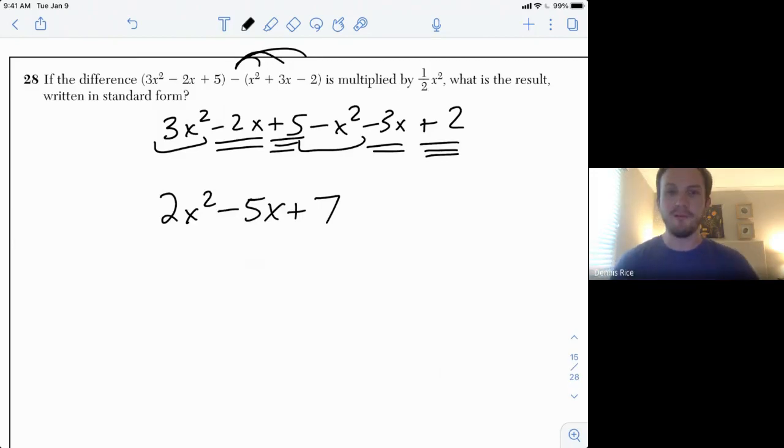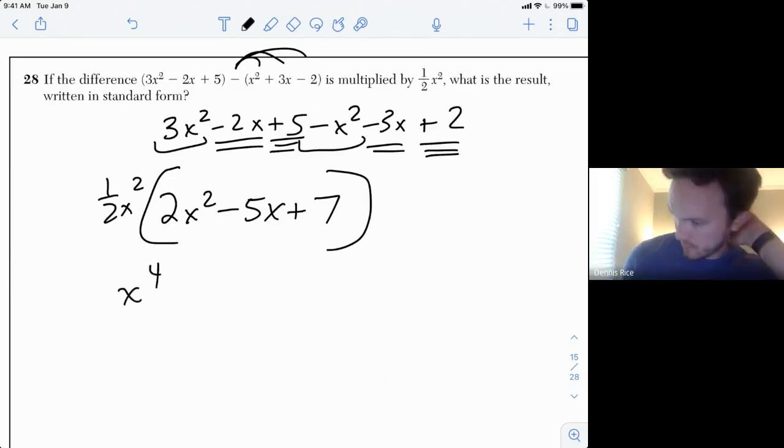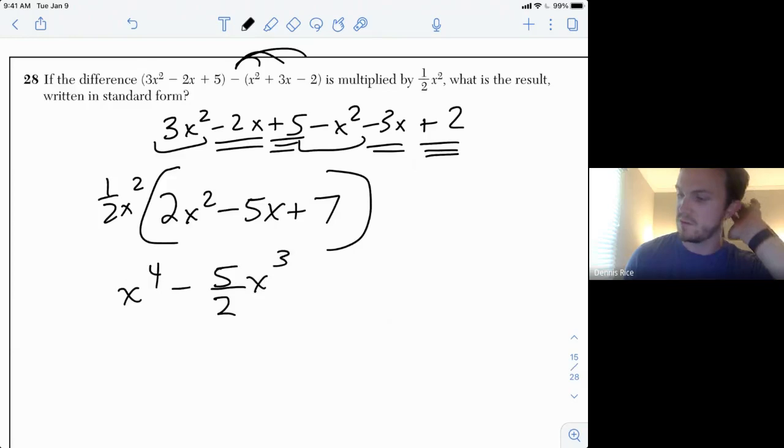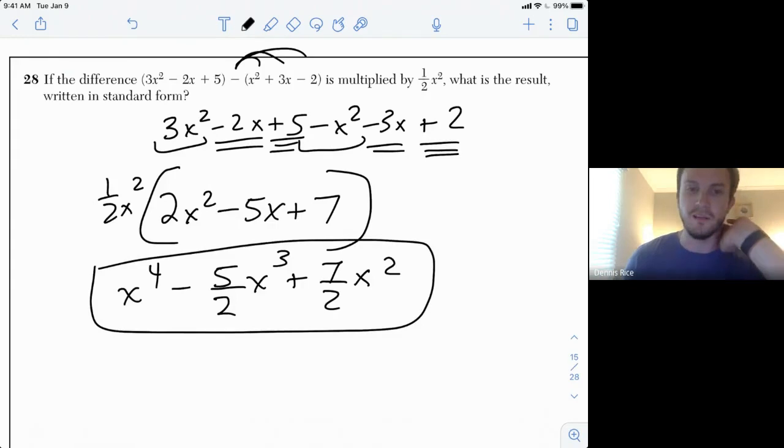Okay. Now I'm going to take that answer and multiply it by 1/2 x squared, which again turns into a distribution. Now with exponents, remember we add exponents. 1/2 times 2 is just 1, so x squared times x squared is x to the 4th. We have minus 5/2 x cubed, and we have 7/2 x squared. And this is our final answer. You could leave it. It's actually preferred when you write polynomials to have improper fractions. You don't need to write like 2.5. That looks a little weird. I guess you could do decimals, like -2.5 and 3.5 x squared. That's our final answer.